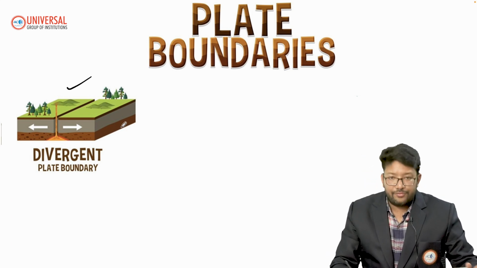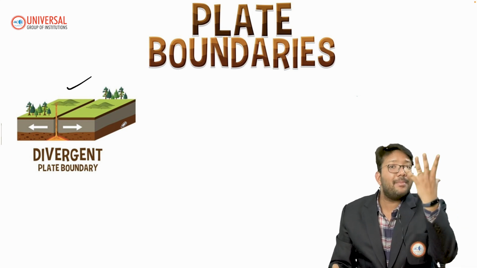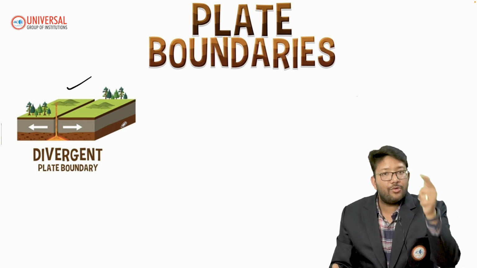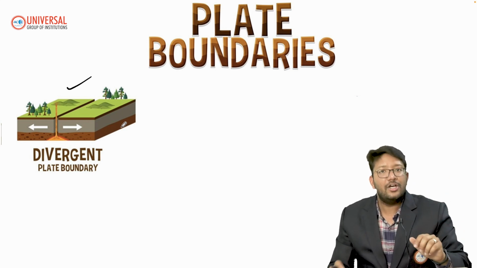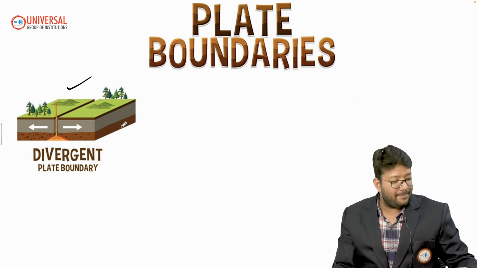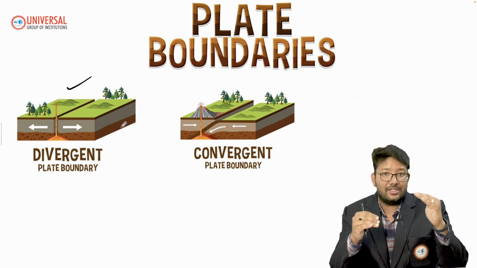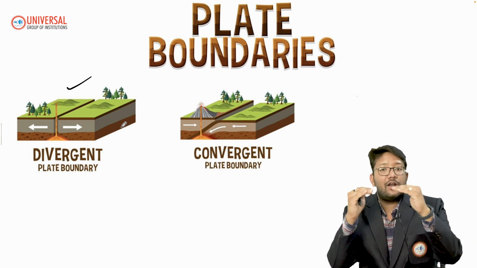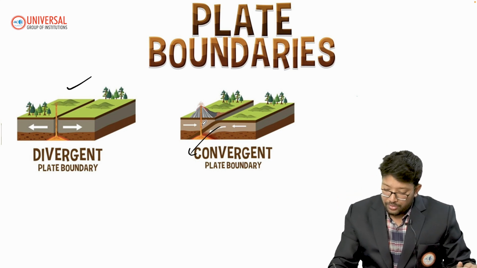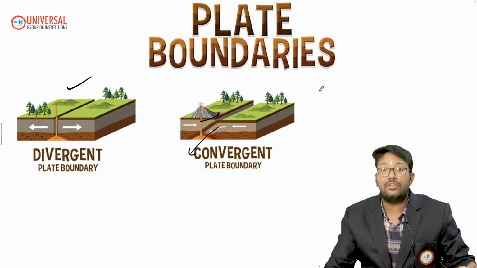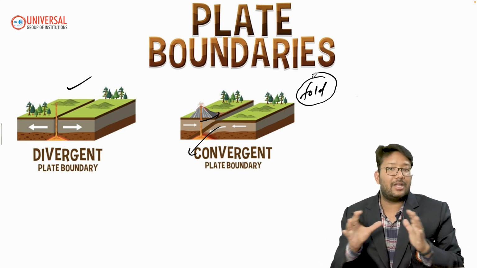Because when the two plates are moving apart, what is happening? The magma is coming out. The moment magma comes out on the surface of the earth, it solidifies and becomes hard rock. This is how the ridge is formed. Second is the convergent boundary. When two plates are colliding with each other, like two continental plates, what will happen? One plate will go down and one plate will go up. This is how fold mountains are formed.